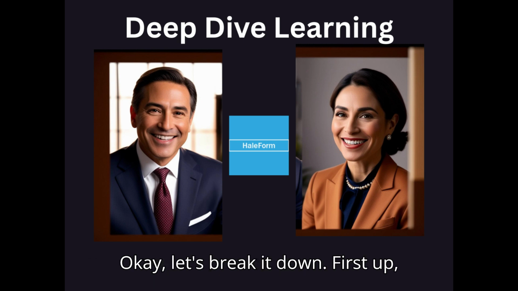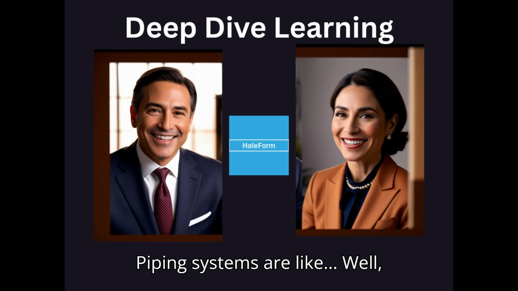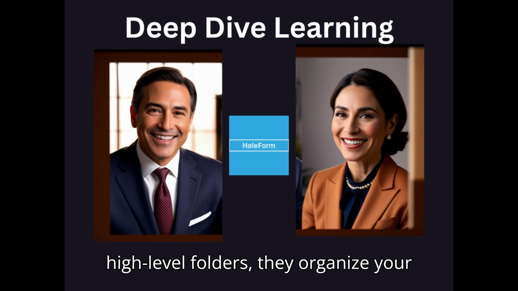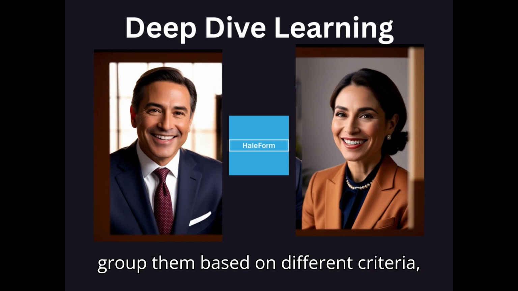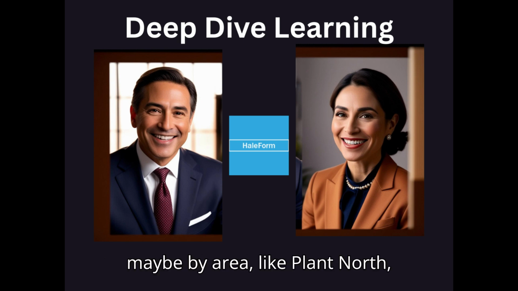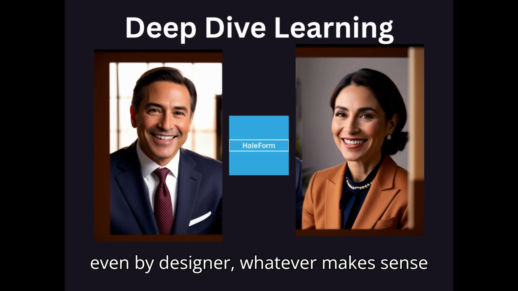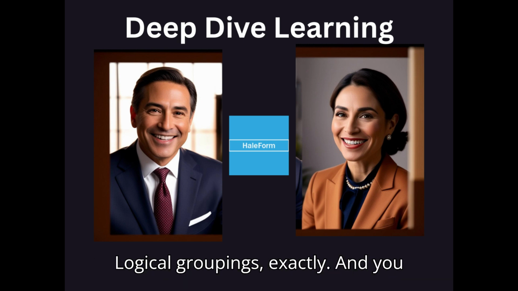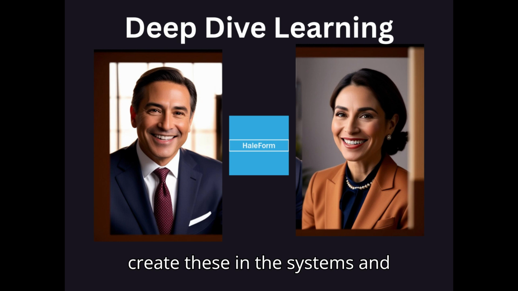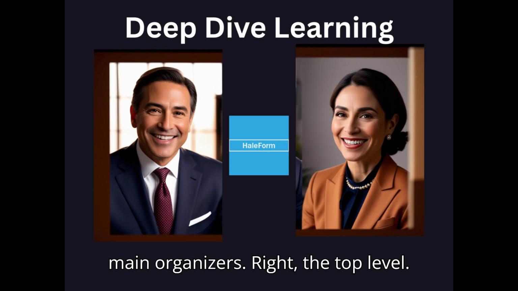Okay, let's break it down. First up, piping systems. What's their role? Piping systems are like high-level folders. They organize your pipelines. How so? Based on what? You can group them based on different criteria, maybe by area, like plant north, or by content, like steam system, or even by designer, whatever makes sense for the project. So logical groupings. Logical groupings, exactly. And you create these in the systems and specifications task. Think of them as the main organizers. Right, the top level.